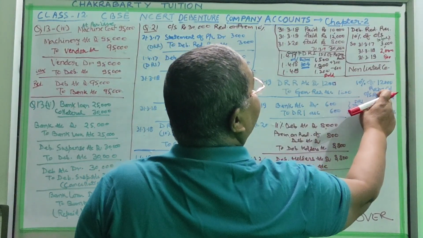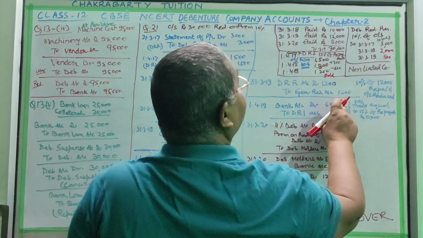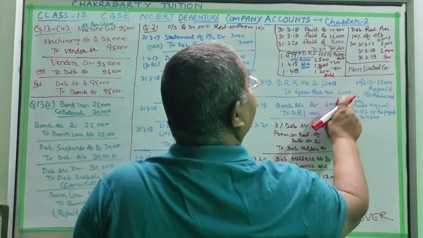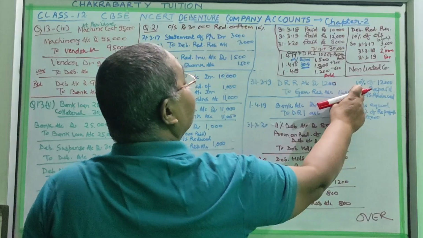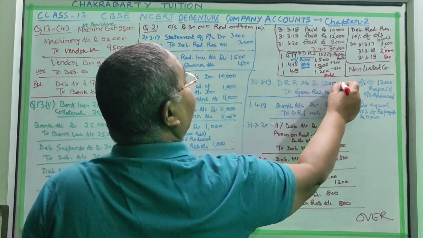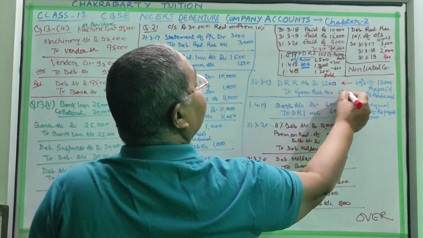10% of 12,000 is paid. Outstanding reduced, so when outstanding is reduced, this 10% of 12,000 is not required. So this not required amount will be transferred to general reserve account.